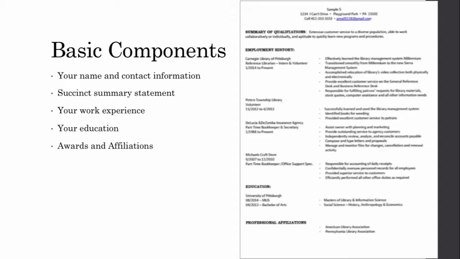Then the next section is the employment, what they call employment history. And here they've listed several employers on the left and bullet points on the right indicating what they did at each of those jobs. And next they have their education and some professional affiliations.